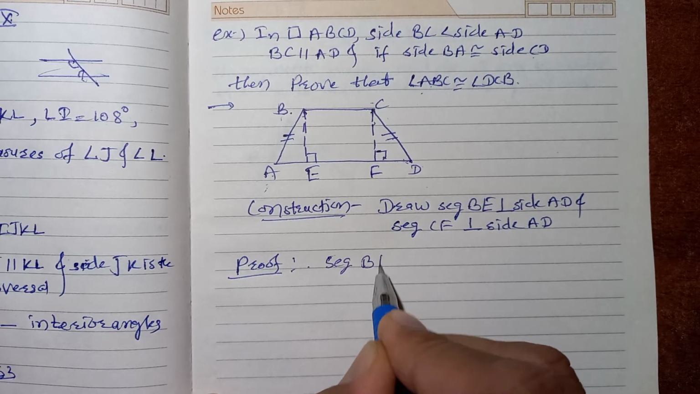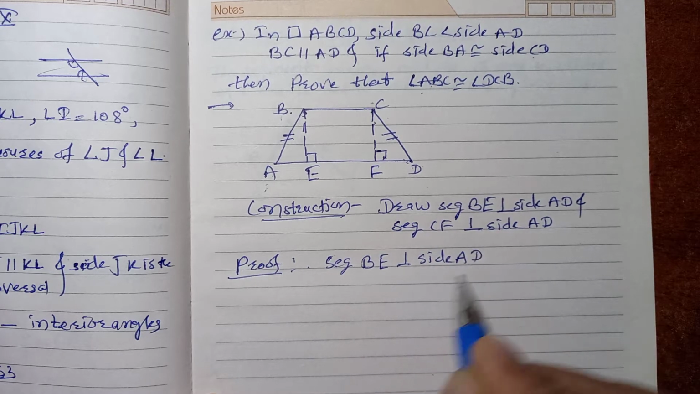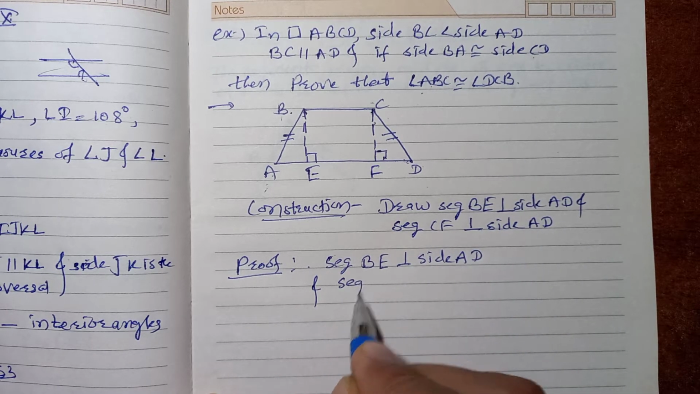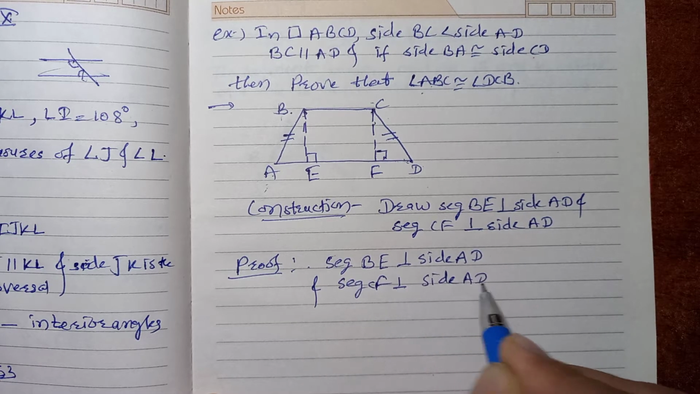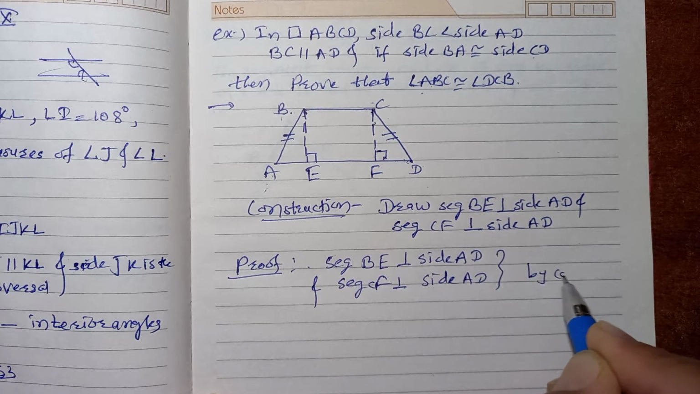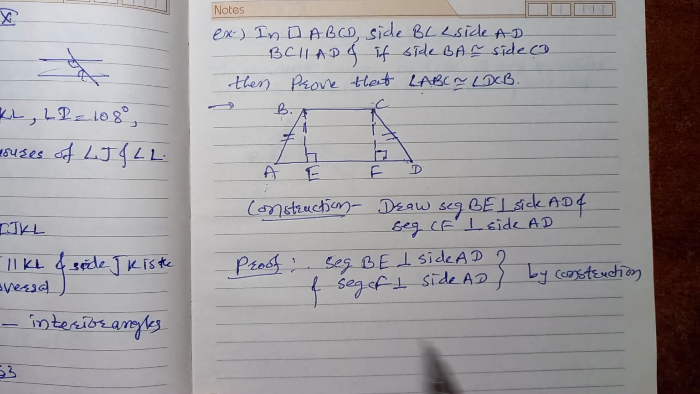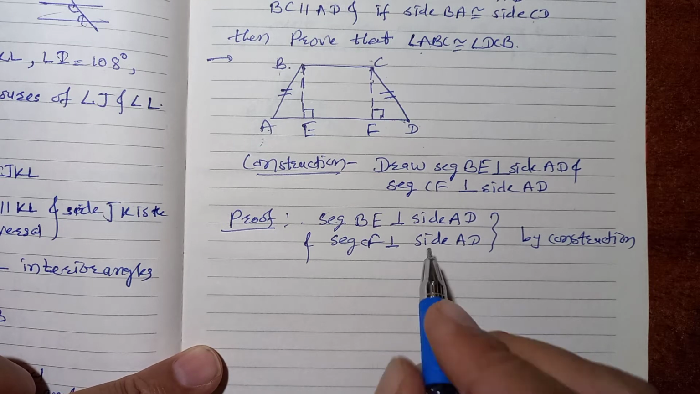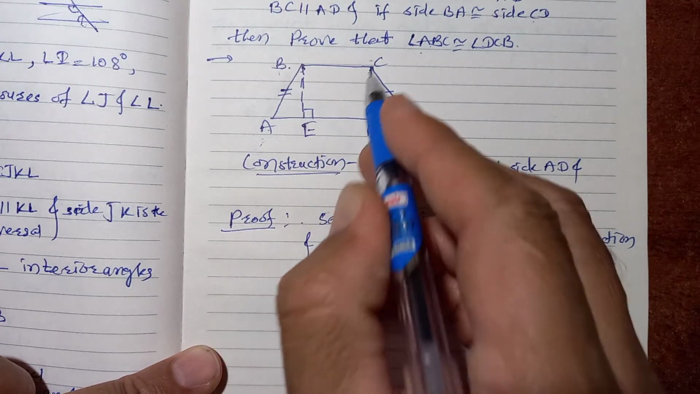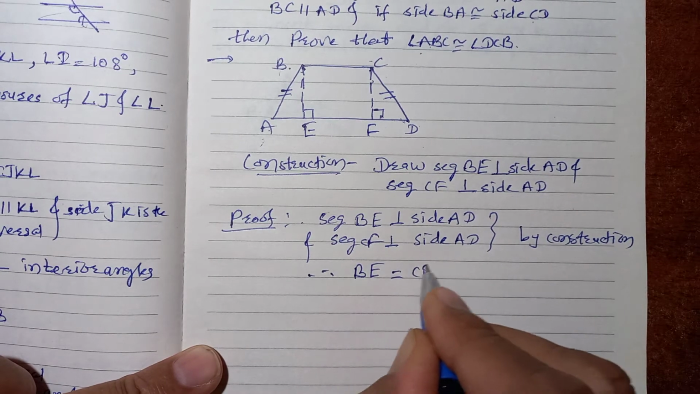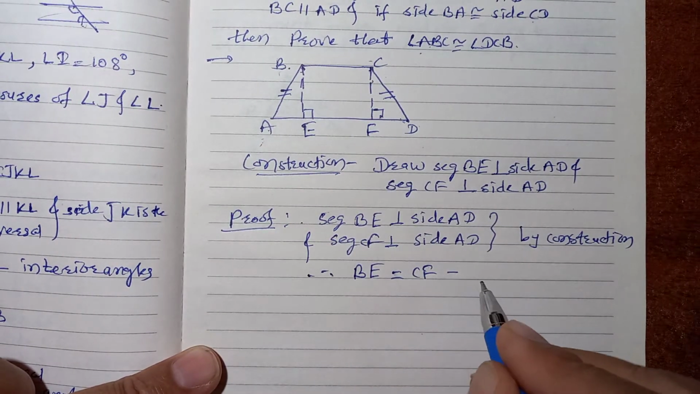Now in the proof, segment BE is perpendicular to side AD and segment CF is also perpendicular to side AD. This is what? By construction. Here you have to write the reason, by construction. So can we say BE is equal to CF directly? How can you judge?